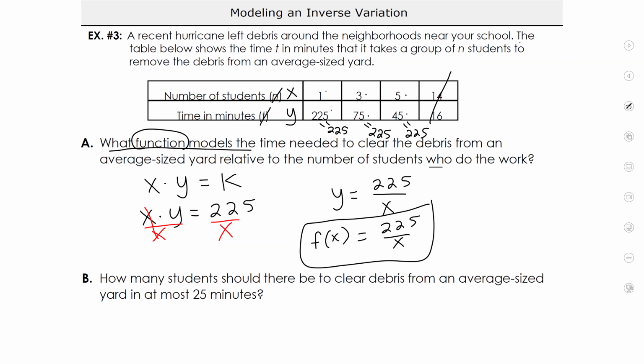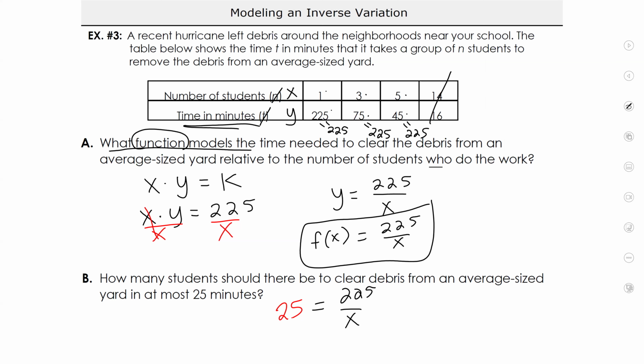Okay, so now it says how many students should there be to clear debris from an average sized yard in at most 25 minutes. Well guys, this is our equation. Y equals 225 over x. And we said time in minutes, we're representing it by y. So the time is 25 minutes. So I'll just put a 25 there.